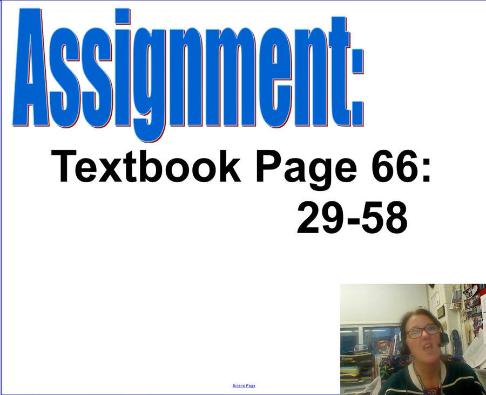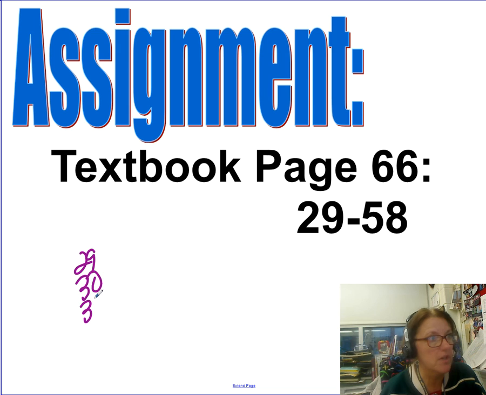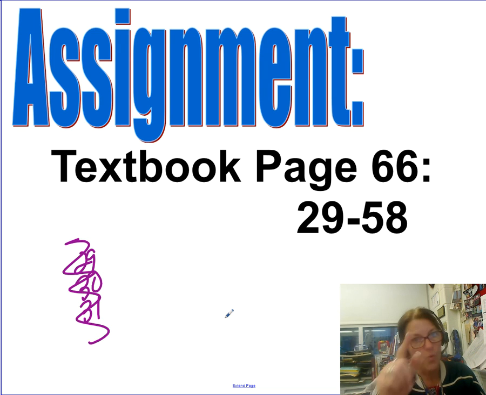Sweet. Here's your assignment. Okay, get onto that textbook. That's the big green book. Open up to page 66, and you're doing these problems. Get a piece of paper, and give yourself room on each of these. Some of them you can do quickly. Some of them you're going to need more room. So don't just start writing 29, 30, 31 on every single line. One at a time, one at a time. Okay? Good luck. May the force be with you.